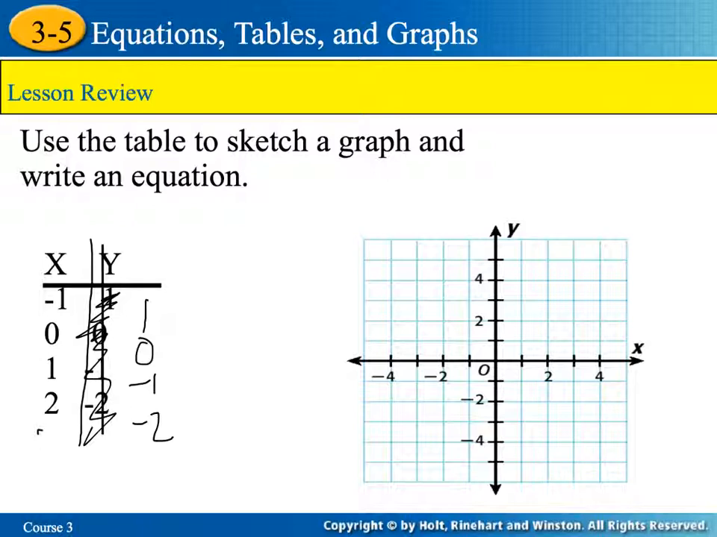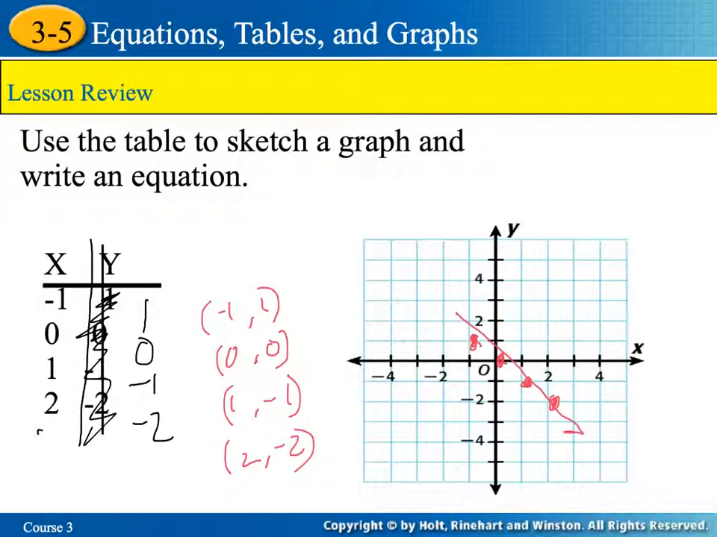All right, so now when I look at this, when I'm sketching, my points here would be (-1, 1), (0, 0), (1, -1), (2, -2). Okay, so now when I graph these points, plugging in (-1, 1), (0, 0), (1, -1), (2, -2), my graph looks like this.